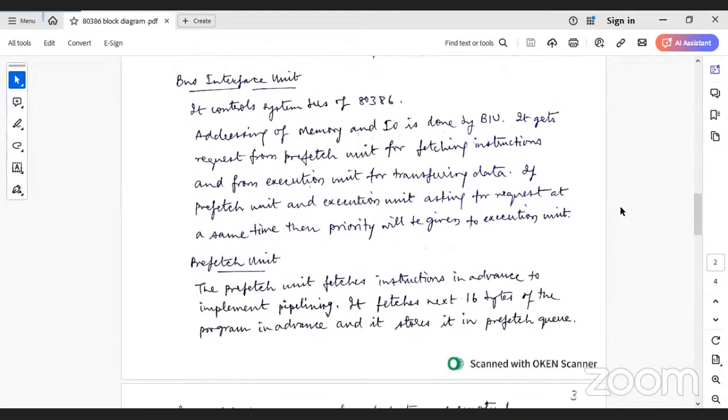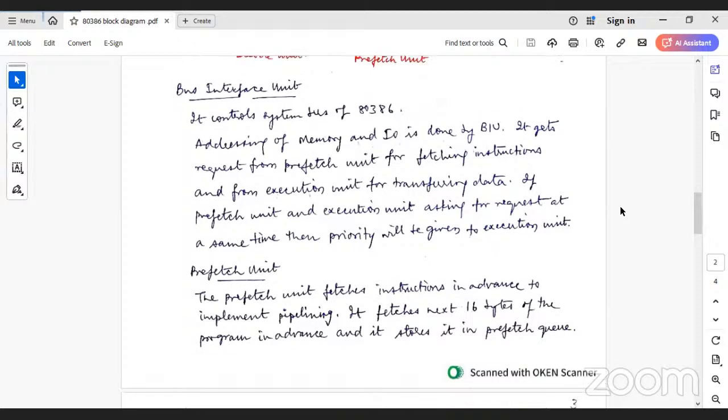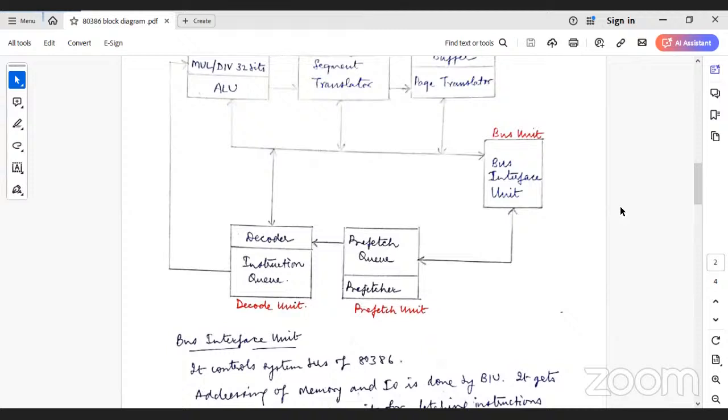Now, what is the work of your prefetch unit? The prefetch unit fetches the instruction in advance to implement pipelining. So this is very simple. We also know that since it is 3-level pipelining, it is fetching the instruction. And how many bytes are fetched? It fetches 16 bytes. Now in the prefetch unit block, you can see the prefetch queue and the prefetcher. So the prefetch queue will get 16 bytes at a time.